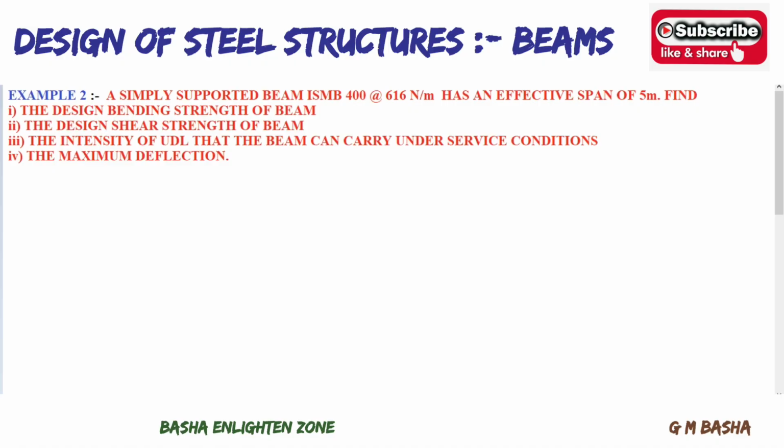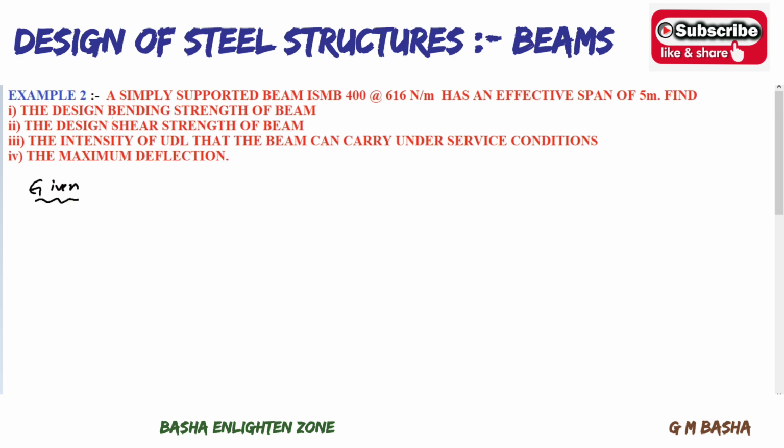Hello friends, in this lecture I would like to explain another example based on the beams. See here, a simply supported beam ISMB 400 has an effective span of 5 meters. So what is the given data? The given data is they are asking to design a beam.